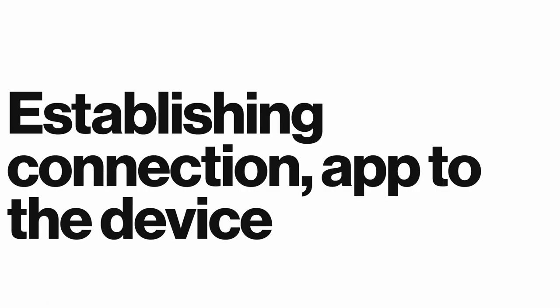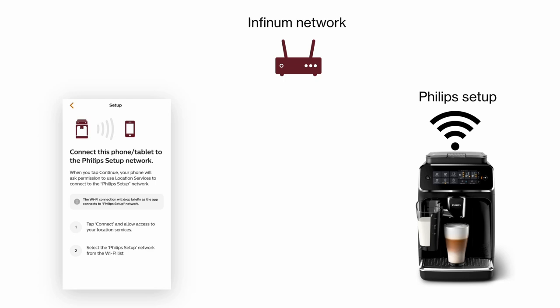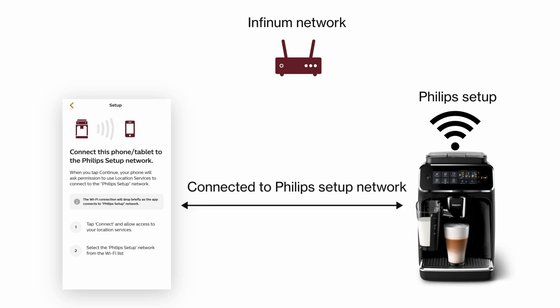Next, after we found the device, we need to establish the connection between the app and the device. So on the coffee app, at this moment, we disconnect from the internet and we connect to the Wi-Fi that's broadcasted by the machine.